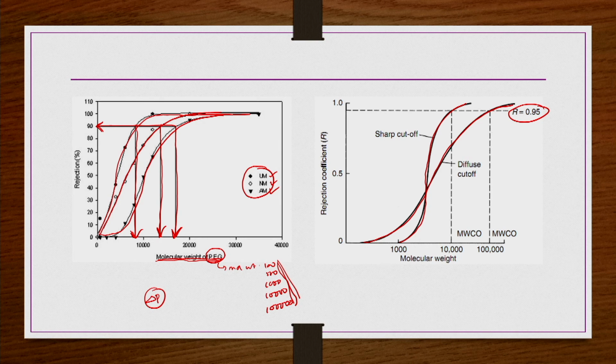Okay, now here from the sharp cutoff curve, corresponding to 95% rejection, the molecular weight cutoff is approximately 10,000. It is small, right. For the diffuse curve, the molecular weight corresponding to 95% is almost 1 lakh. So, for sharp cutoff, the molecular weight cutoffs in general are smaller. For diffuse curves, the molecular weight cutoff would in general be large. Okay.